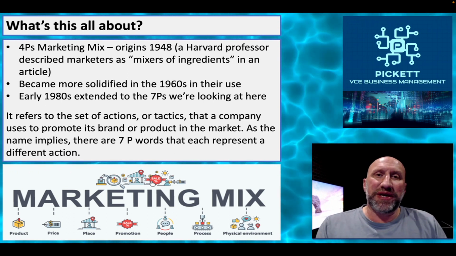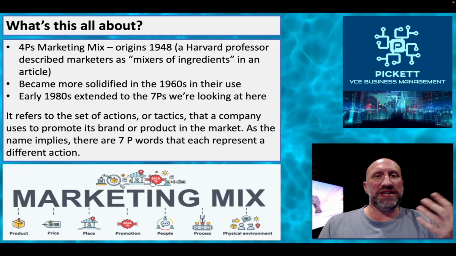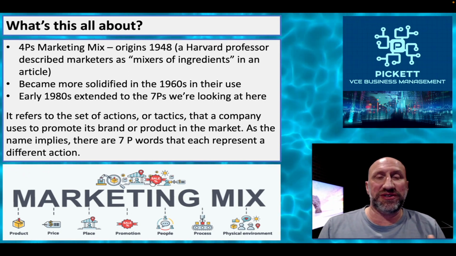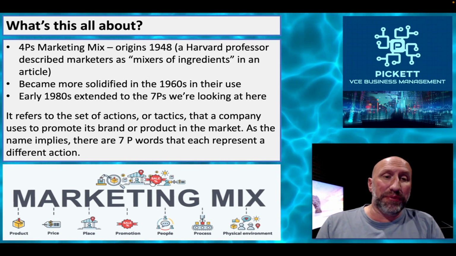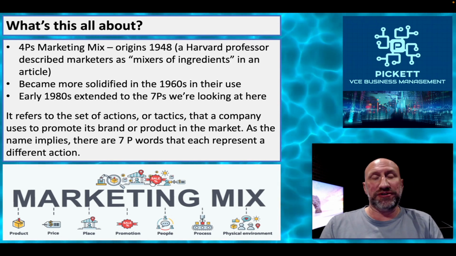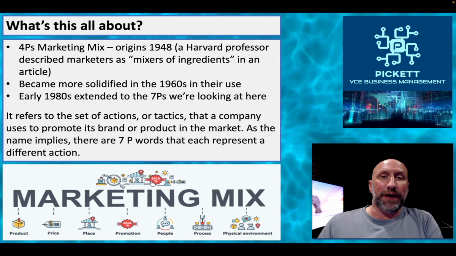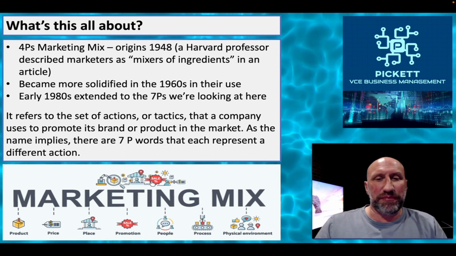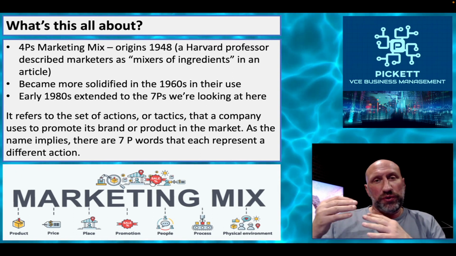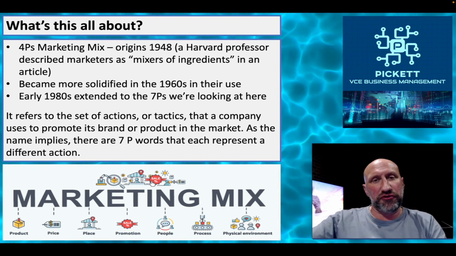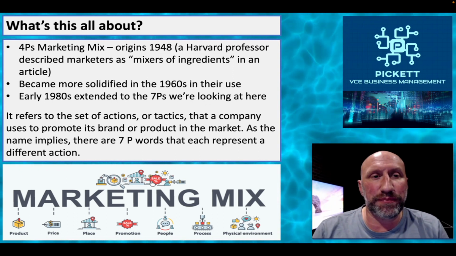So the 7 Ps marketing mix, or the 7 Ps model of marketing, basically refers to a set of actions, tactics or strategies that a company can use to promote its brand or its product in the marketplace. And as I just said before, as the name implies, there are 7 P words, each representing a different action. So in this video we're going to take you through each of those 7 Ps.